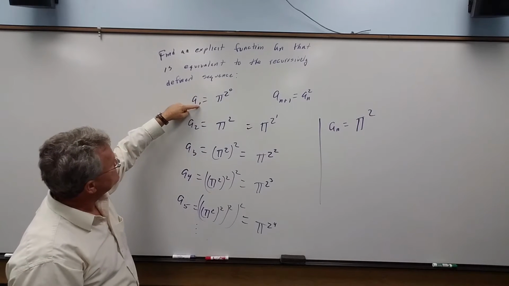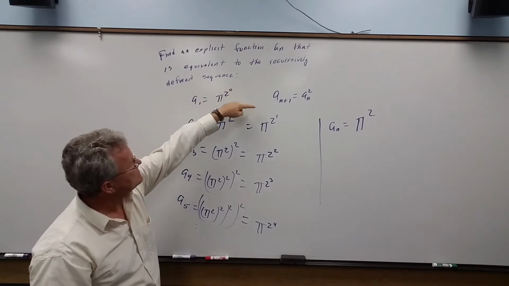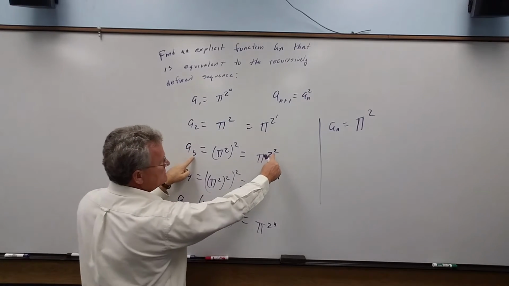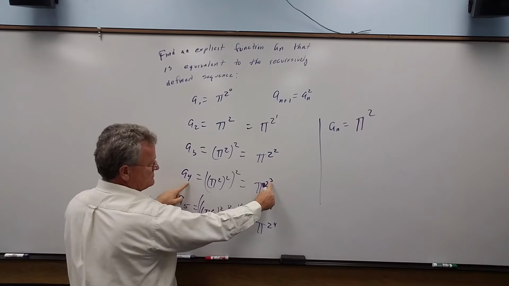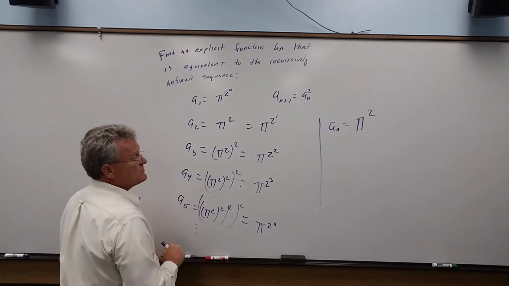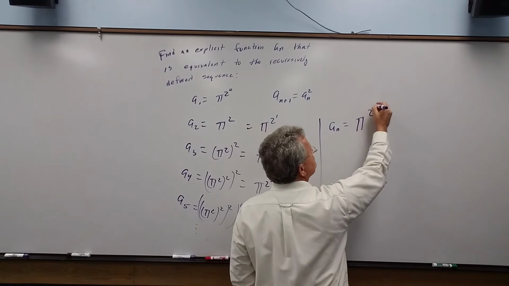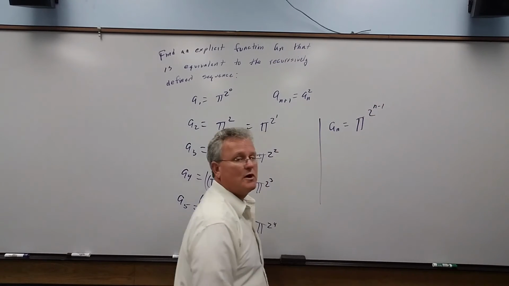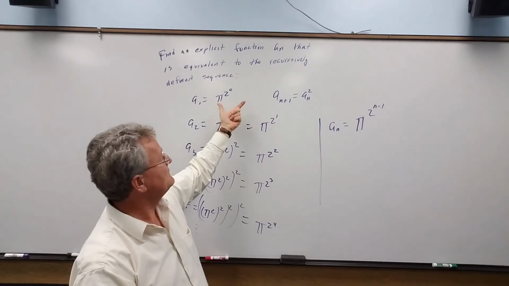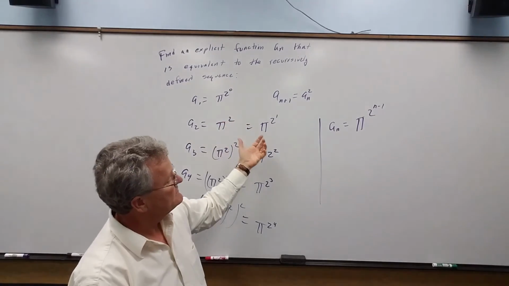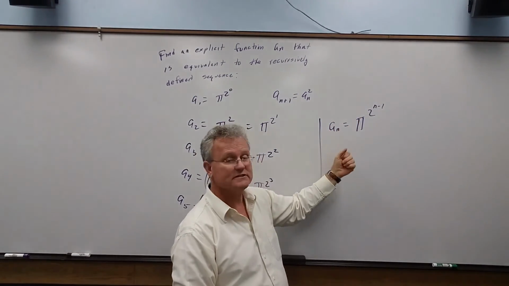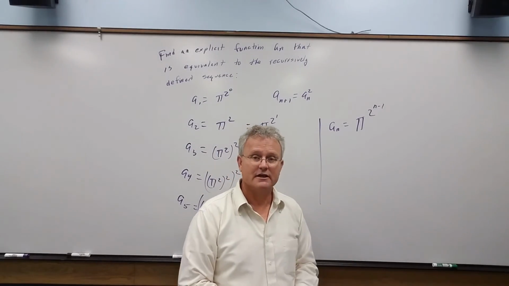And what is the power of 2? Well, notice the subscript: the power of 2 is always 1 less than the subscript. This is 3, 2 to the 2. 4, 2 to the 3. 5, 2 to the 4. So the exponent is always 1 less, so we get 2 raised to the n minus 1. And now what we've done is we converted this recursively defined sequence into an explicitly defined sequence. That is, a_n is defined explicitly in terms of n.